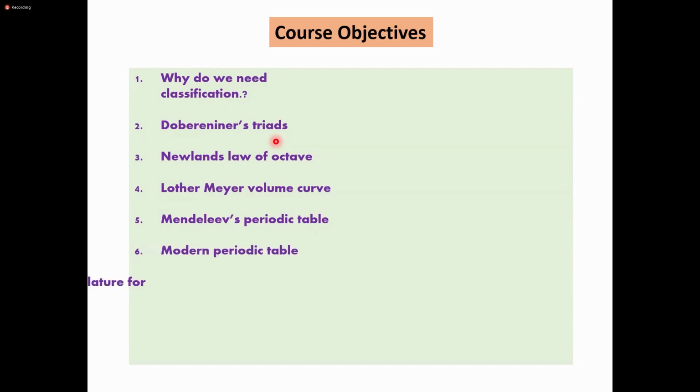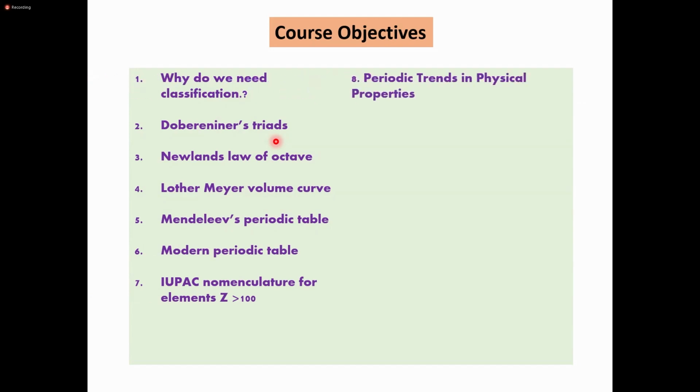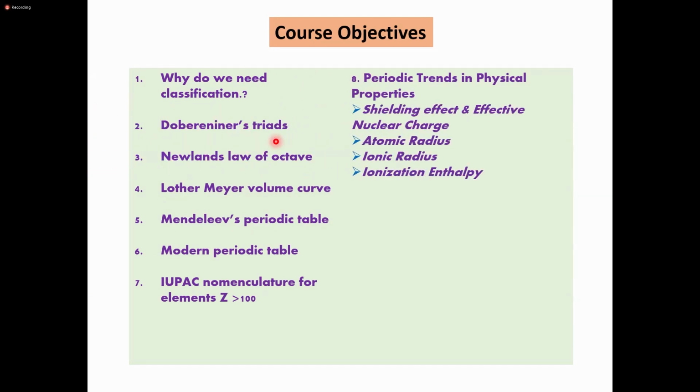Then the modern periodic table, then the IUPAC nomenclature of the elements, that is, how we can name these elements. Then the periodic trends in physical properties: the nuclear charge, the atomic radius, the ionic radius, and ionization enthalpy. These are all the physical properties that we will learn about.